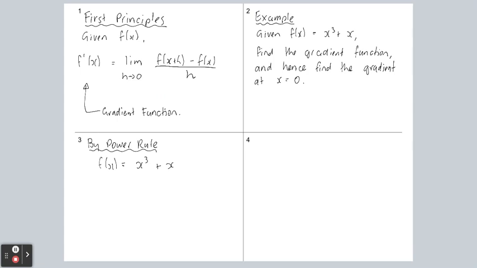The example I've got here to illustrate this first principles approach is f of x equals x cubed plus x. And we're asked to find the gradient function and hence find the gradient at x equals 0. P.S., why do we keep calling it the gradient function? That's because the result of this operation is another function, and that function can be used to find the gradient at any point on a continuous graph. We don't have a constant gradient, and therefore we need a function to describe the gradient through all of its places on the graph.